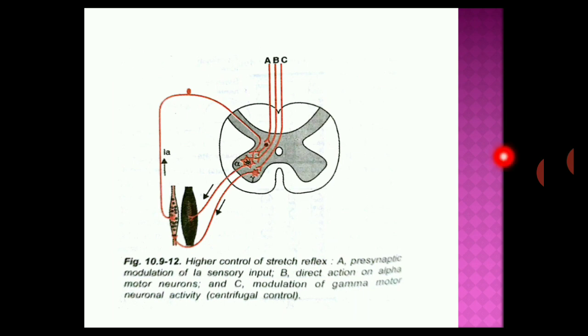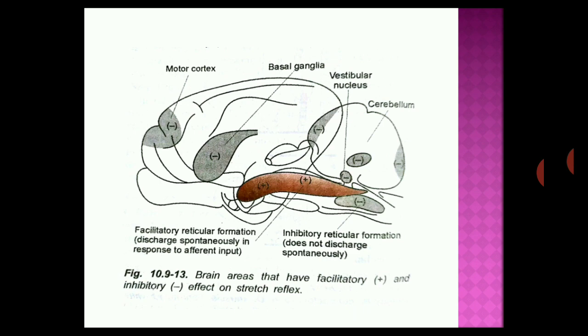So in this figure you can see higher control of stretch reflex. A, that is presynaptic modulation of sensory primary afferent, Ia sensory input. B, direct action on alpha motor neuron. And C, modulation of gamma motor neuron activity through centrifugal control. So at three levels, this stretch reflex can be controlled.